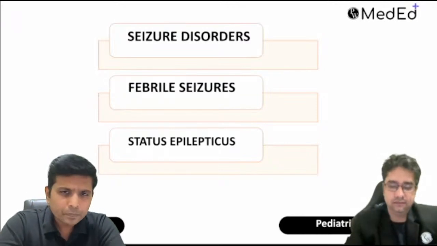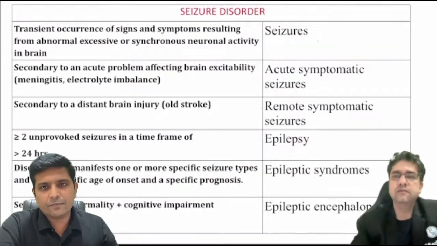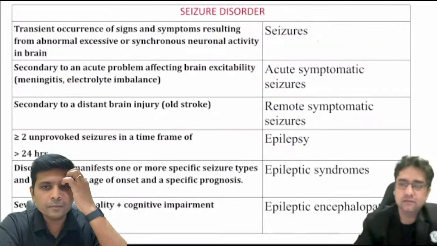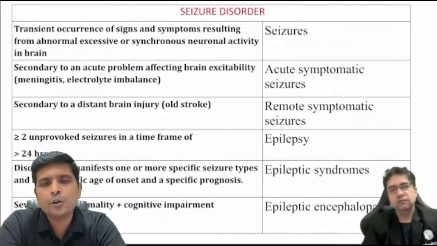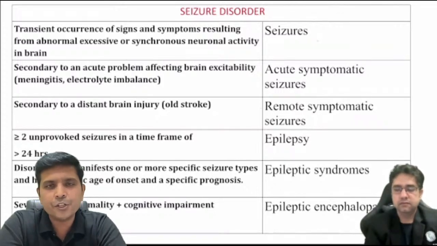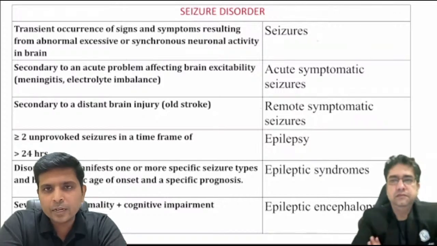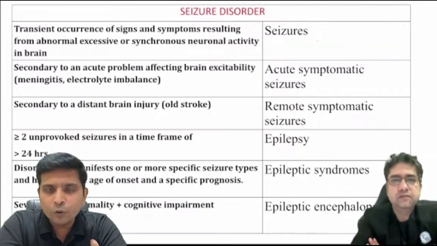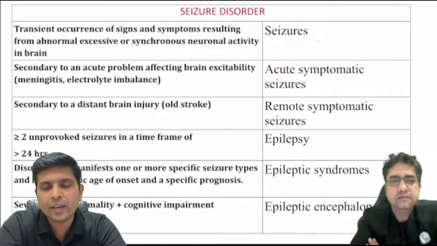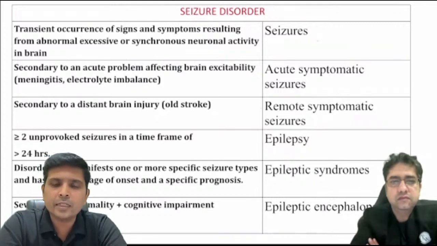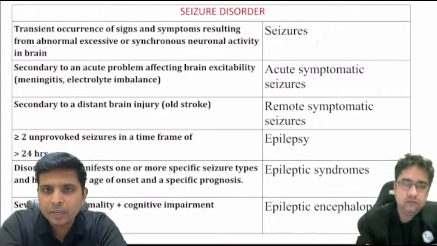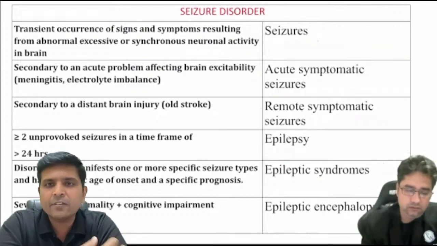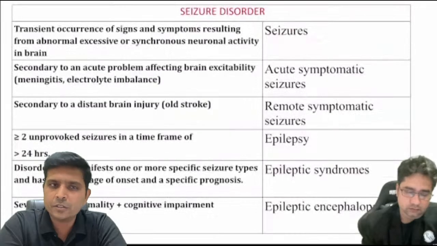To start with, before jumping into the topic per se, you need to know what you mean by seizure. You all know that the heart is nothing but a flow of current. In the same way, your brain is also nothing but a flow of electrical current. When there is an abnormal short circuit, it will manifest in the form of seizures.